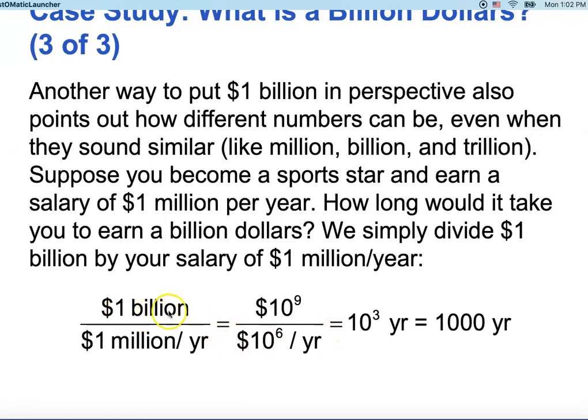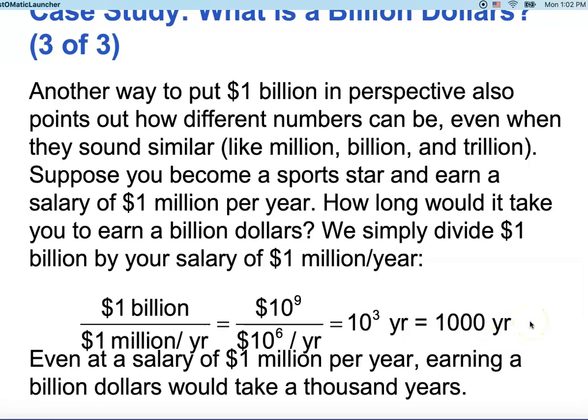So you would take the 1 billion divided by 1 million per year, put it in scientific notation, and you've got 10 to the 9th divided by 10 to the 6th, so you would subtract those. So you would get 10 to the 3rd, so it would take you 1,000 years. Even at a salary of 1 million per year, earning $1 billion would take 1,000 years. That's how you would write it out.